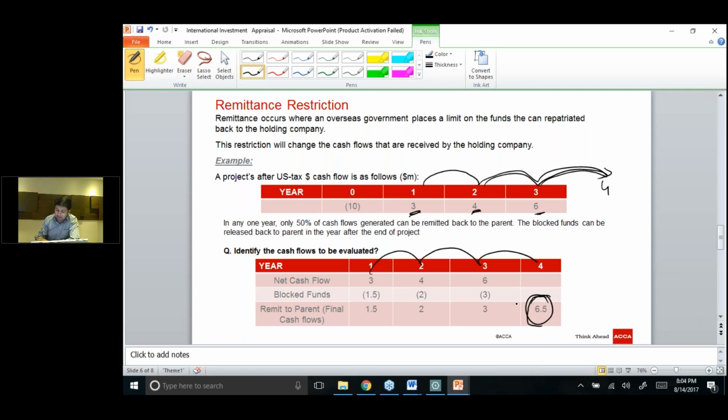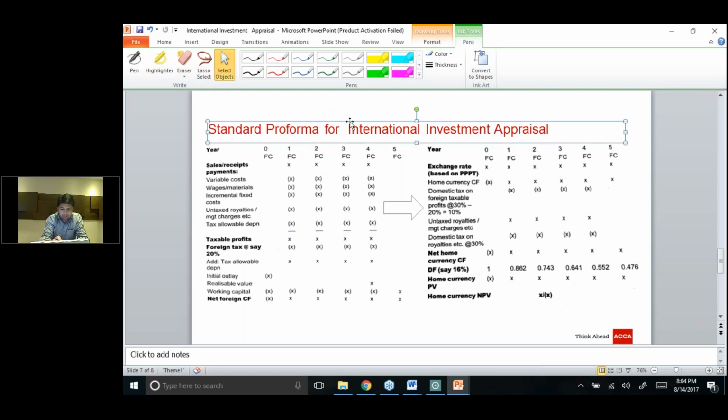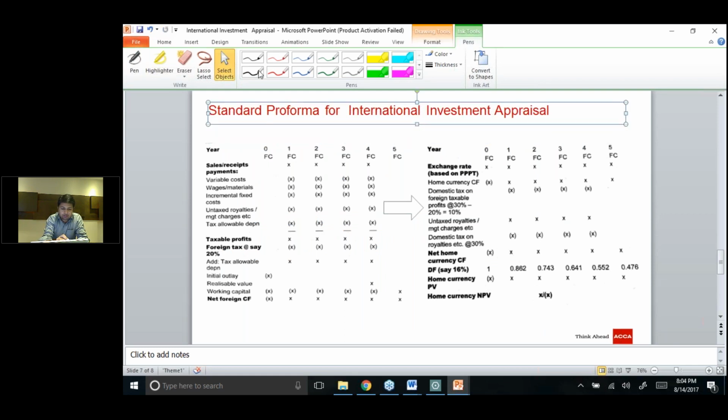So how are you going to tackle it? That's how you're going to tackle it. Now this is the final proforma. This is the first side. It will start from the years, then foreign currency.